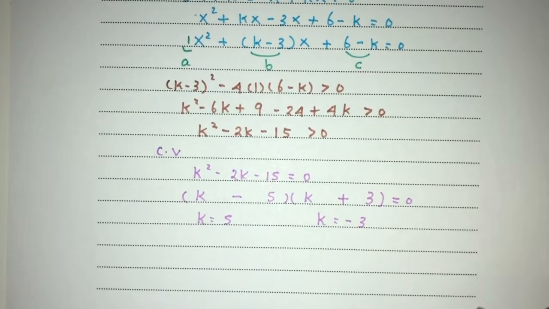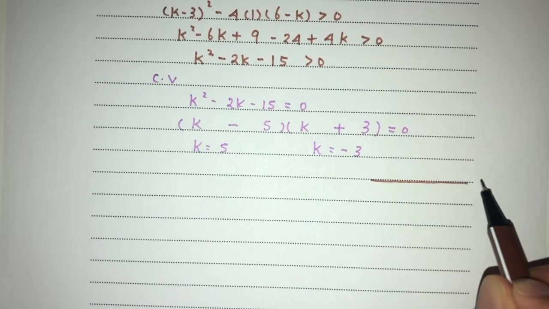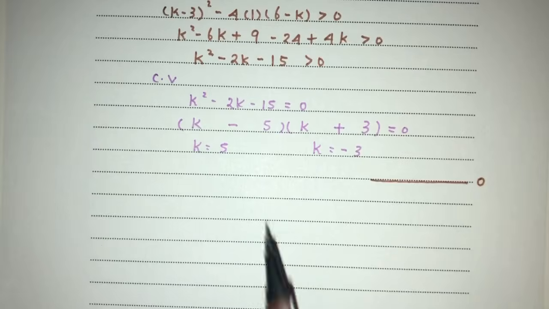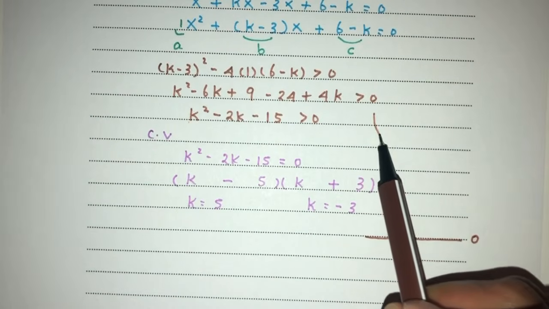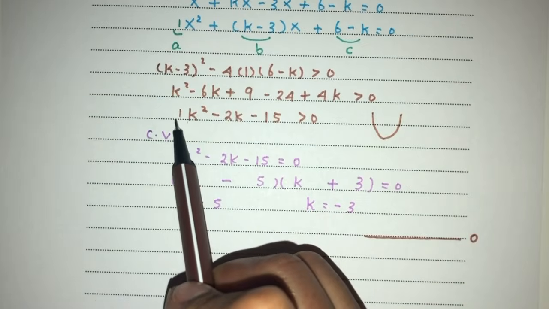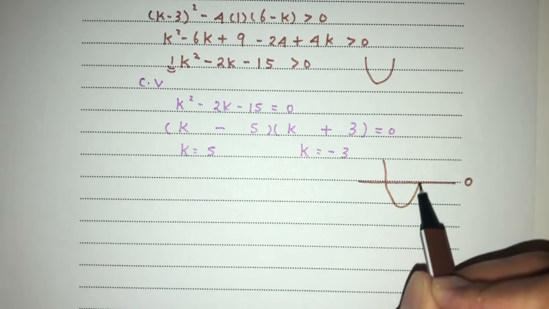Now, this is not the answer yet. We have to draw the graph. This is my value of 0 here, right? And since the shape of the graph is this shape, because it is plus 1 here, the coefficient is plus 1, we have this shape right here.